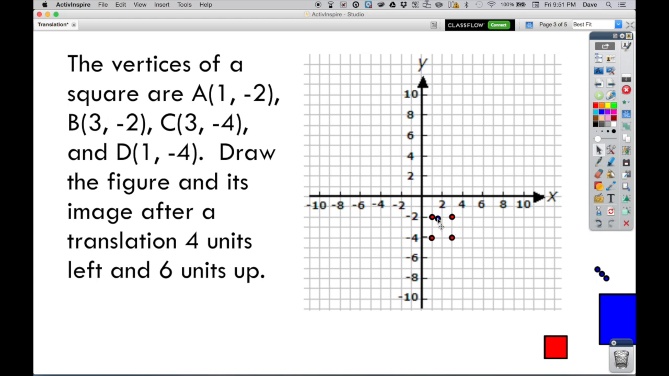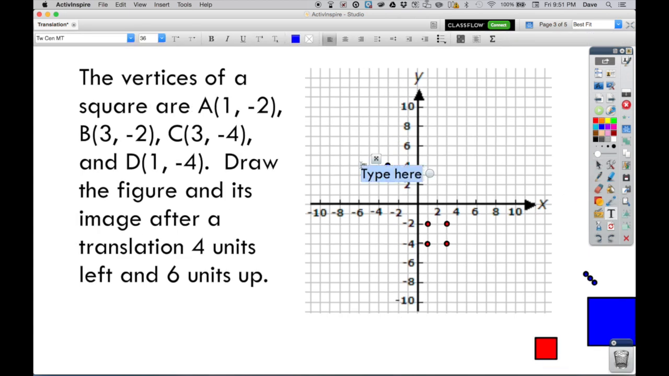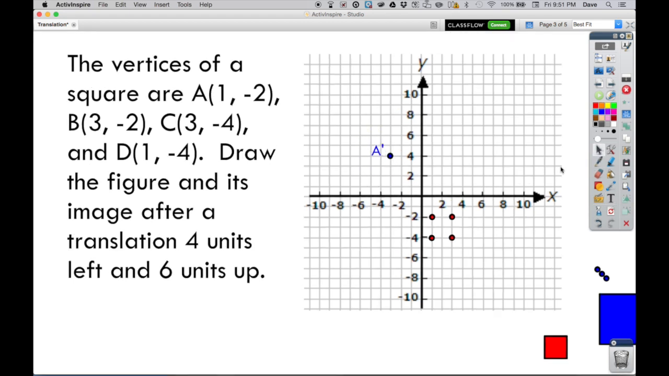Let's start with A. A was right here. It said translate 4 units left, so 1, 2, 3, 4, and 6 units up, 1, 2, 3, 4, 5, 6. This is what we would call A prime. It's A with the little apostrophe, and that's a way to denote which one's the original A and which is the copy.